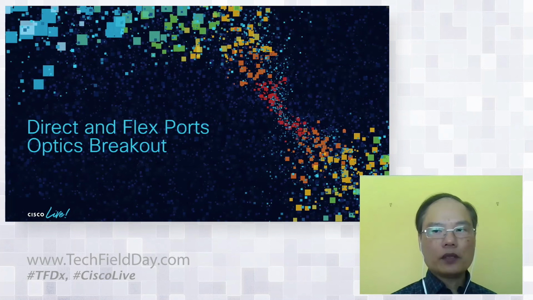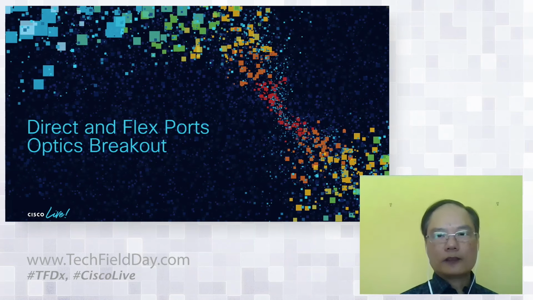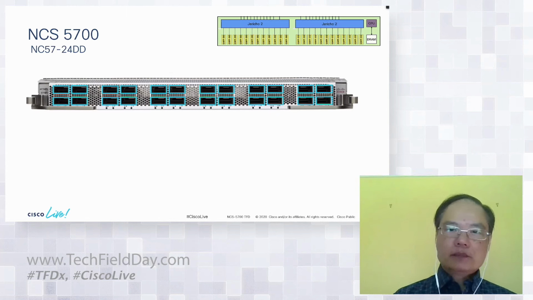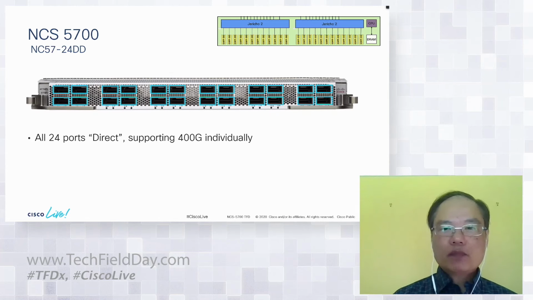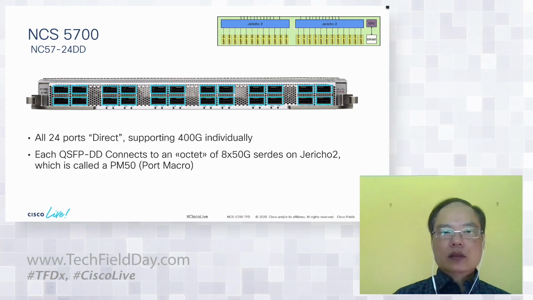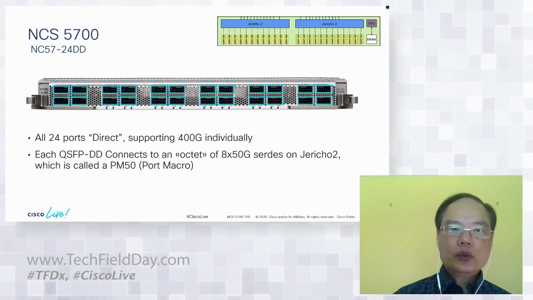Let us introduce the concept of direct port and flex port for the two Jericho II LAN cards. On the 24DD LAN card, all 24 QSFP-DD ports are connected directly to the Jericho II NPU, supporting 400 gig bandwidth individually. So each QSFP-DD connector connects to an octet of 8 by 50 gig SerDes on the Jericho II, which is also called a PM50 or port macro.